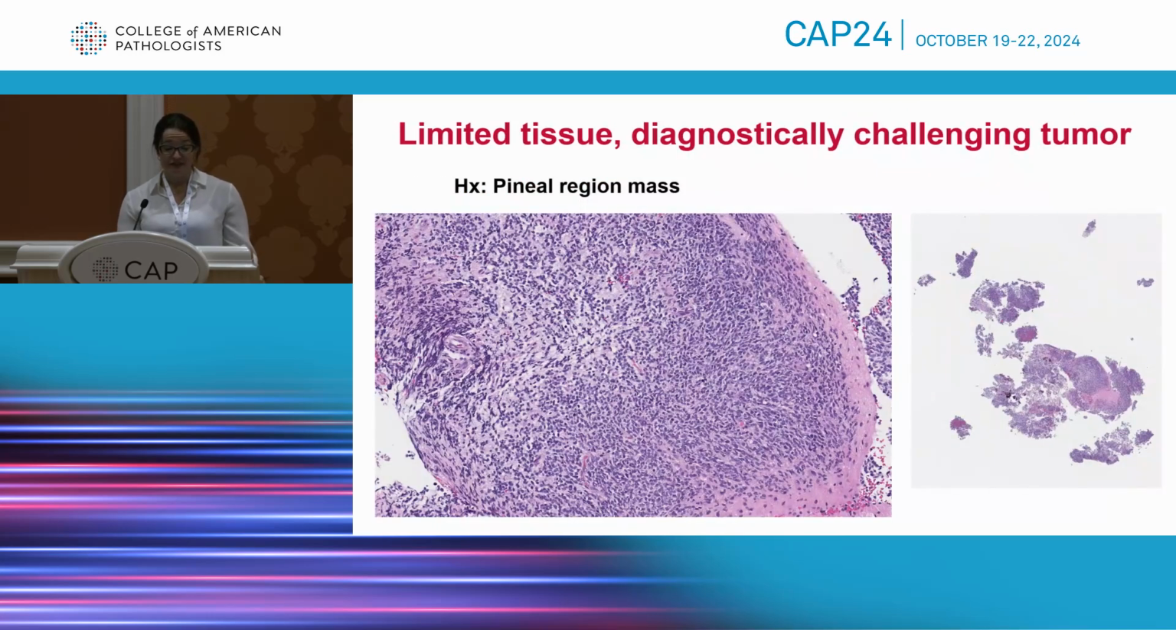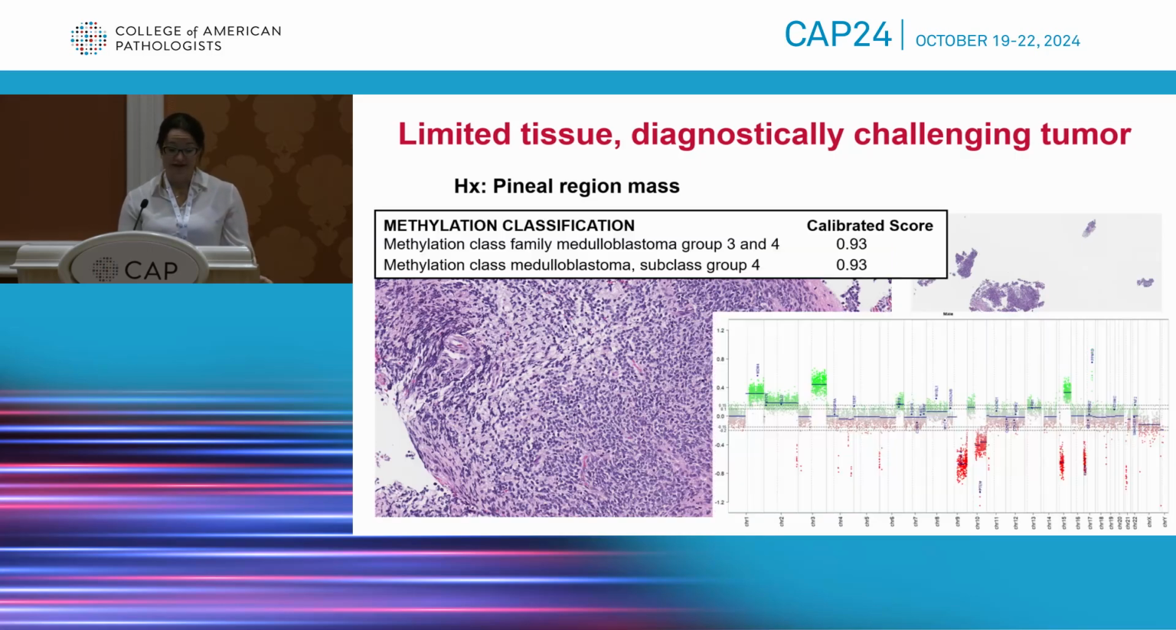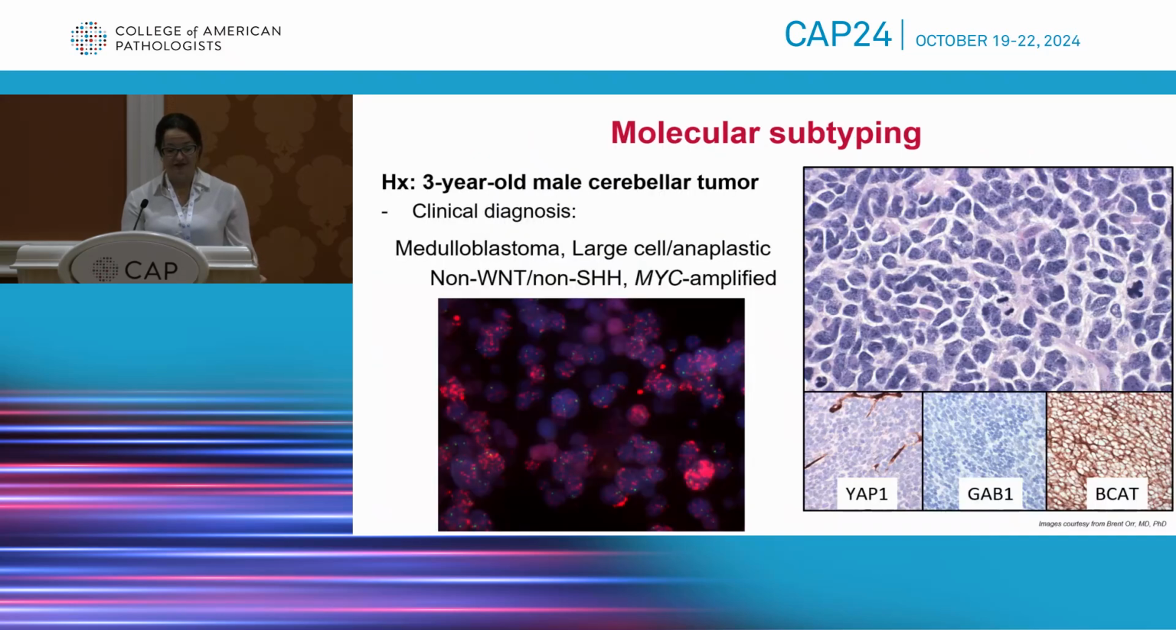And when you don't have a lot of tissue and you have tumors that can be difficult, like this one, in which you could think about different differential diagnoses for this pineal mass, but having enough tissue to do all the workup is very hard. So with DNA methylation profiling, we were able to classify this as a medulloblastoma group 4, and we also obtained copy number variant analysis, which was supportive of the diagnosis.